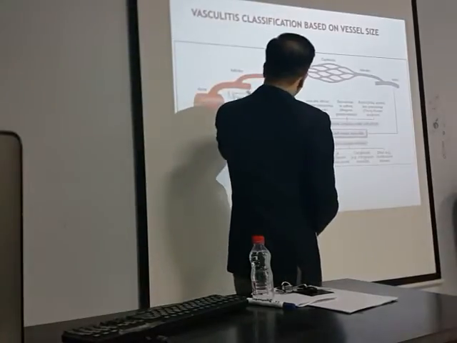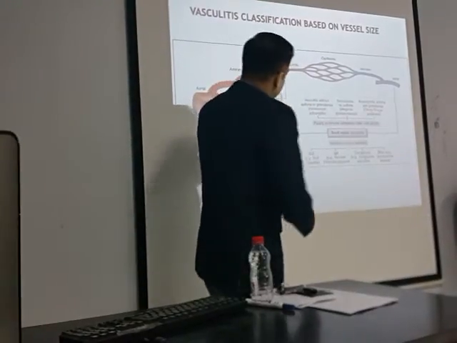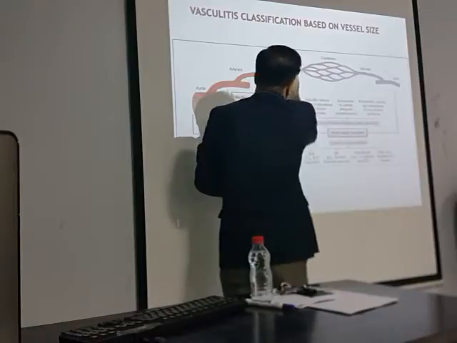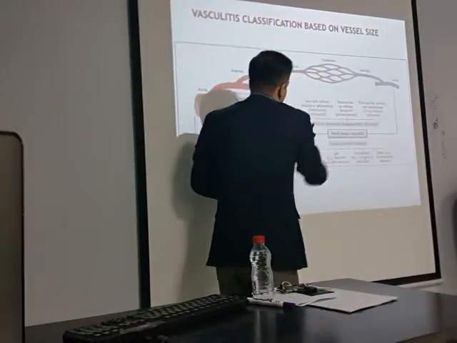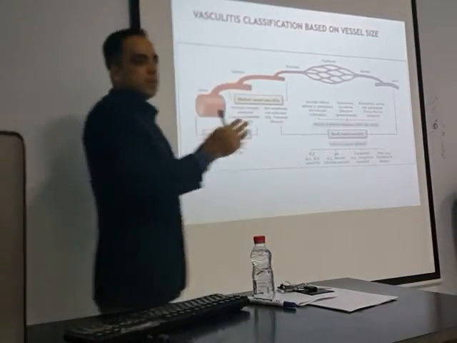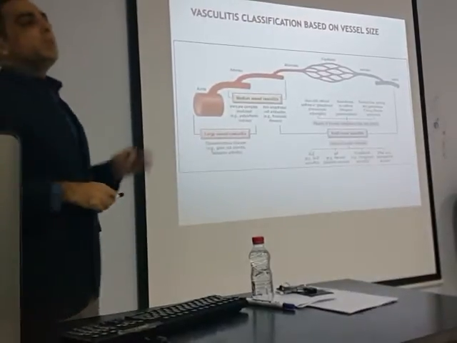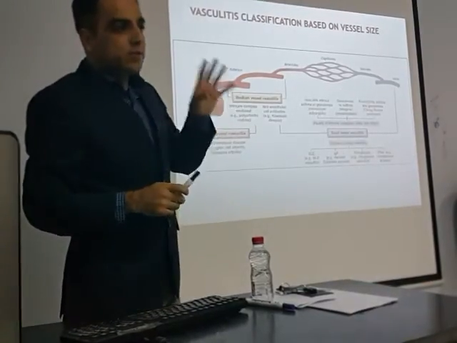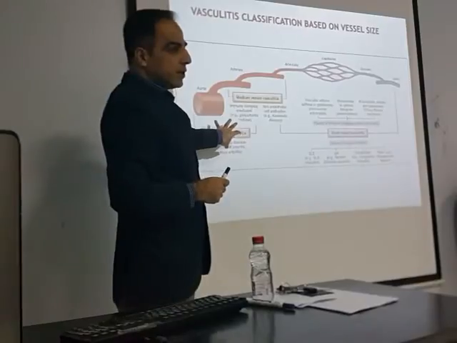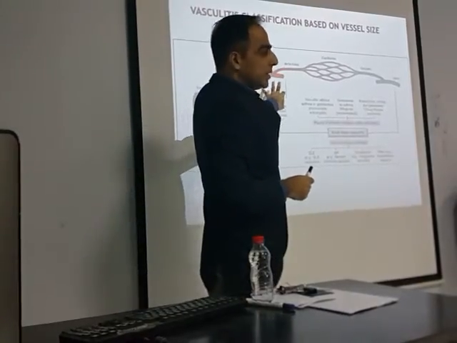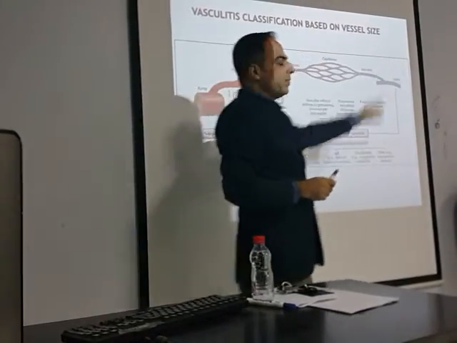Then medium vessel vasculitis involves the medium vessels, but it involves to some extent the smaller vessels also. Then the smaller vessels go here also. So there is an overlap. But there is predominant involvement. That is what we need. Here predominantly large vessels, predominantly medium vessels, predominantly small vessels.